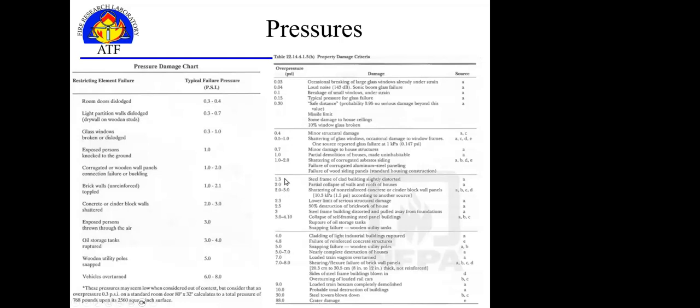We're going to have, roughly around say 1 psi, anywhere from a third of a psi to 1 psi, windows are going to be broken or dislodged. So we've kind of got the range of pressures here that we could be dealing with or see. And this gives us an idea of how we can estimate the amount of overpressure that the explosion caused.